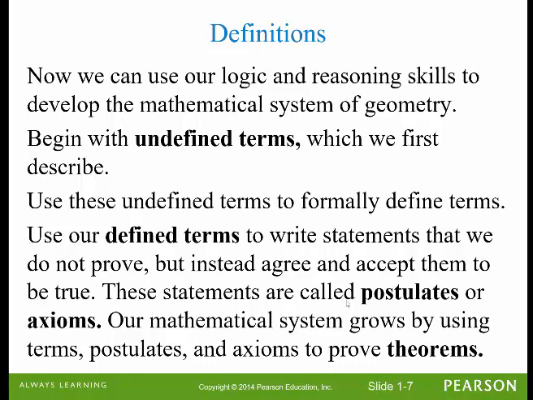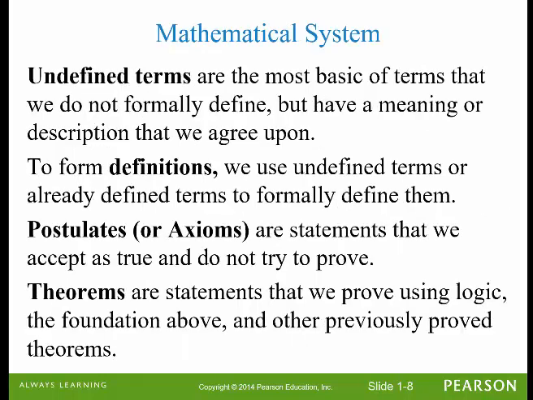Like a postulate or axiom: a right angle is a 90-degree angle. We're not going to prove it, but we're just going to take it to be true. So our mathematical system grows by using terms, postulates, and axioms to prove theorems. Undefined terms are the most basic terms that we do not formally define, but have a meaning or description that we agree upon. To form definitions, we use undefined terms or already defined terms to formally define them.